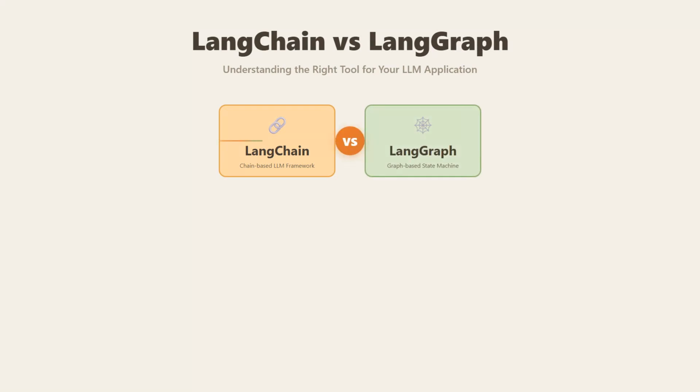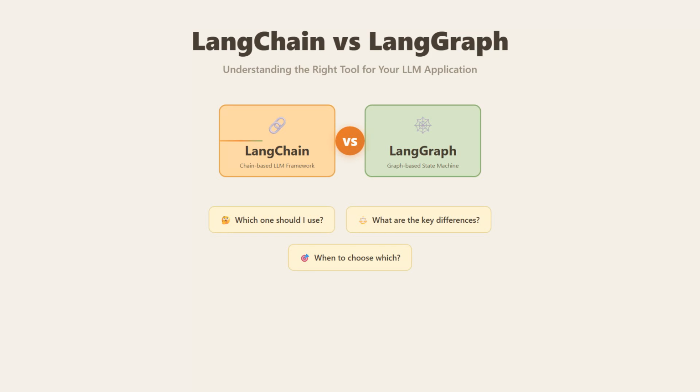Today we're going to discuss one of the most common questions in the LLM application development world, LangChain versus LangGraph. If you've been building applications with large language models, you've probably encountered both of these frameworks and wondered which one you should use. The truth is, they serve different purposes, and understanding when to use each one can make a huge difference in your project's success. In this video, we'll break down both frameworks, compare their architectures, explore their use cases, and give you a clear decision framework for choosing between them.